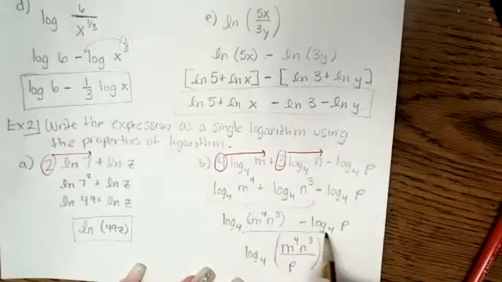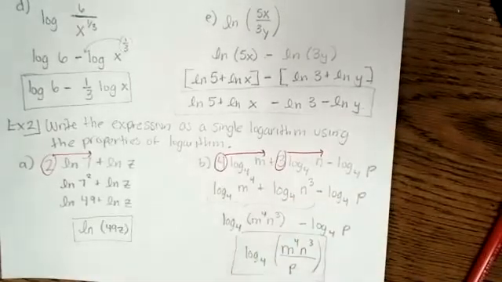Do not write logarithm 4 on the numerator and then logarithm 4 on the denominator. Do not do that. Remember, you're writing as a single logarithm, so you can only have the word log one time.